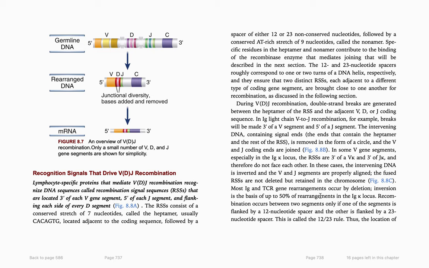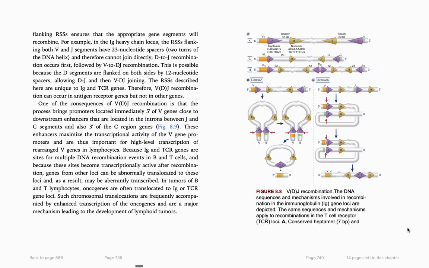Recombination occurs between two segments only if one of the segments is flanked by a 12 nucleotide spacer and the other is flanked by a 23 nucleotide spacer. This is called the 12-23 rule. Thus, the location of the flanking RSS ensures that the appropriate gene segments will recombine.